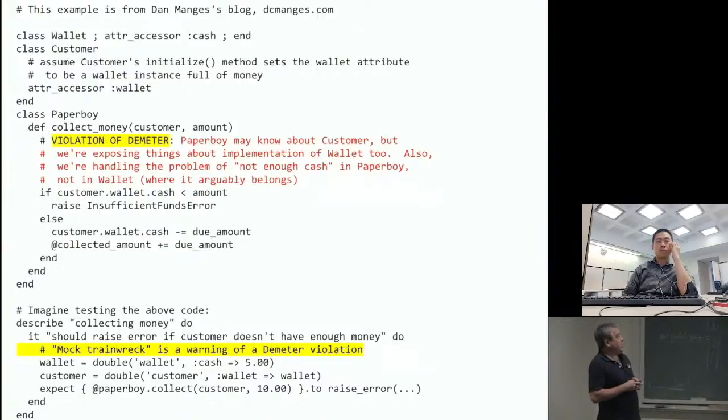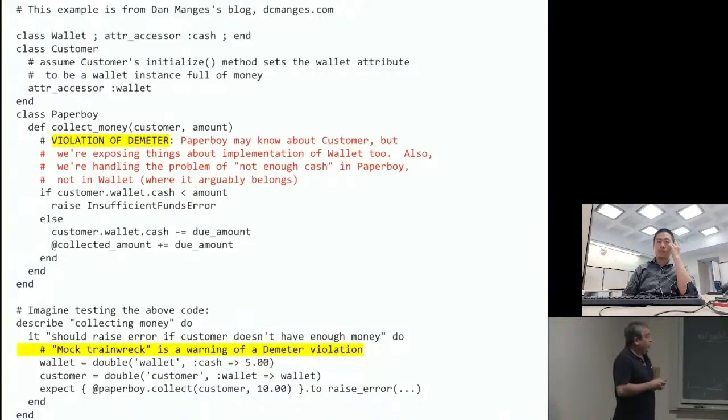If the paperboy is trying to collect a certain amount from a certain customer, this is the problem. This is basically the line where the Demeter violation occurs. Right? So what's happening here? The paperboy must know something about the customer. Right? That's fair because they have interactions. And you can imagine that the paperboy even knows that the customer has an attribute called the wallet. But the paperboy also seems to know that the wallet has an attribute called cash, and that specifically that attribute can be reliably inspected to determine how much cash is remaining.